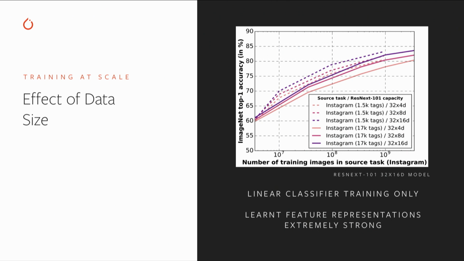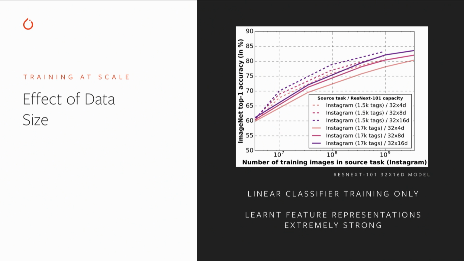Next, let's see the effect of data size. Here, the x-axis shows the number of data points in the log scale, and the y-axis shows the ImageNet top 1 accuracy. I'm showing this effect for different kinds of pre-trainings done. You can clearly see an approximate log linear behavior, again with the saturation towards the end due to saturation in the accuracy.